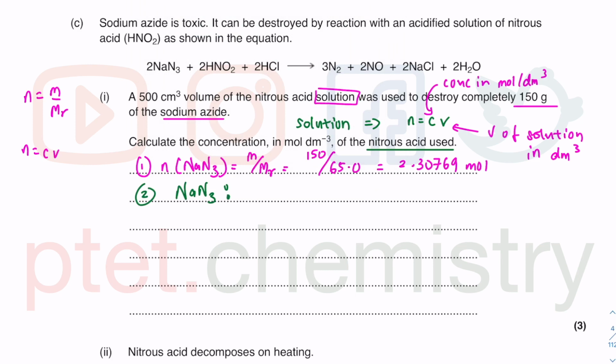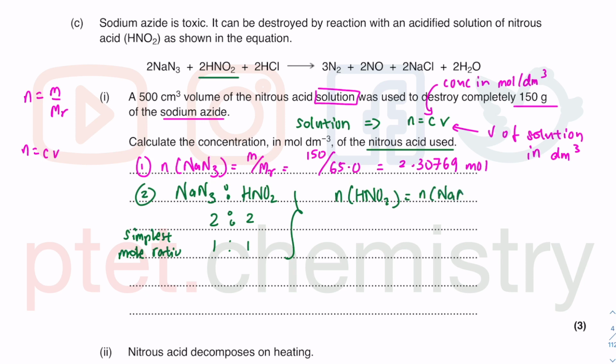NaN3 is to the nitrous acid, which is the HNO2. So 2 is to 2, but the simplest ratio is going to be 1 is to 1. So this is the simplest mole ratio. So this would mean that the mole of the HNO2 is equal to the mole of NaN3 because of the 1 is to 1 mole ratio. Therefore, that is equal to 2.30769 mole.